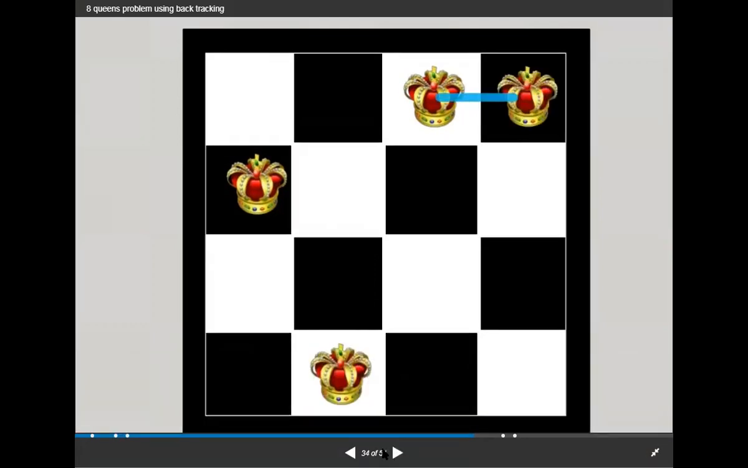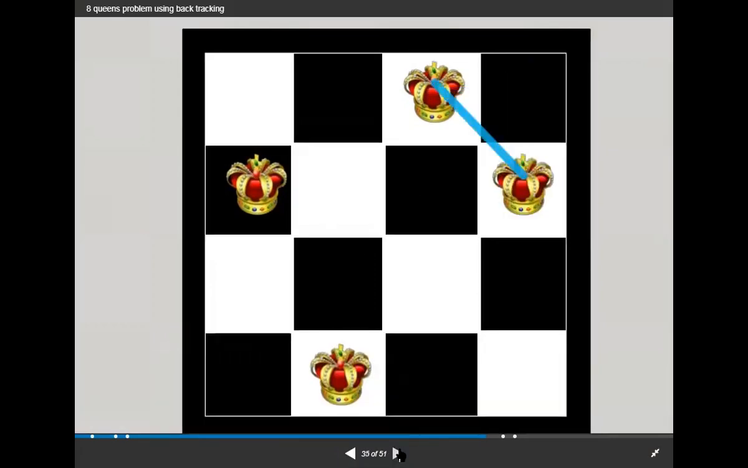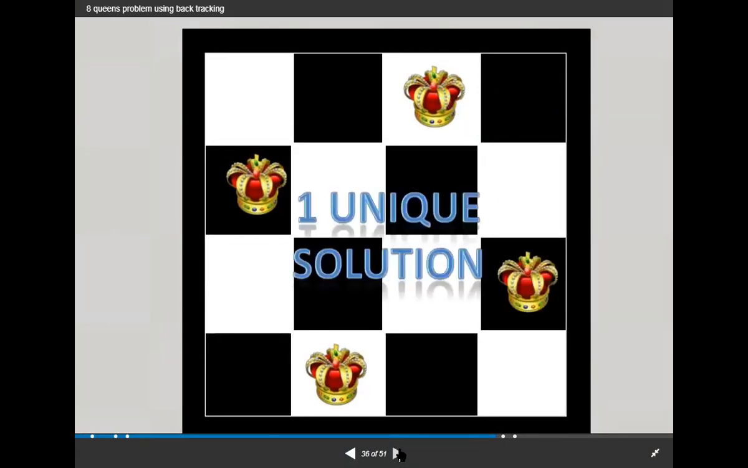These are some of the possible solutions I am trying for placing the queens on the chessboard. So here this symbol indicates the bounding function occurs, so that is not possible here. See how I place the queens. So this is one of the solutions for the four queens problem.